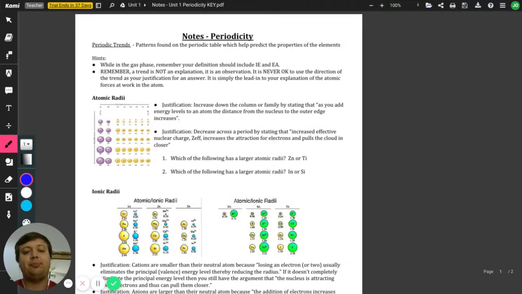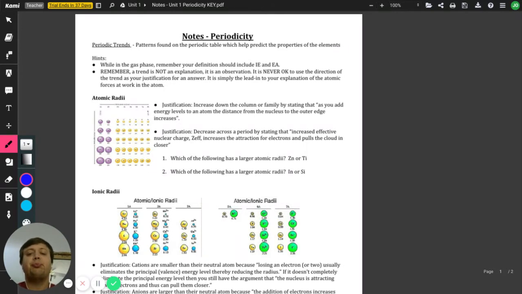So let's do that. All right, so here I have notes on periodicity. So our periodic trends, they're basically patterns that we have found on our periodic table that can help us predict what those elements' properties are going to be. And so that's the entire purpose of these periodic trends, is to help us predict and try to figure out what's going to happen as we continue across or down or up on our periodic table.